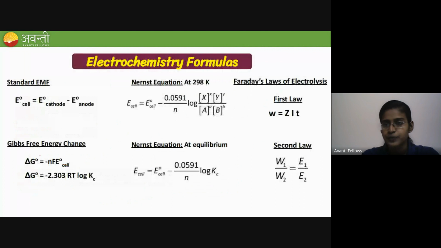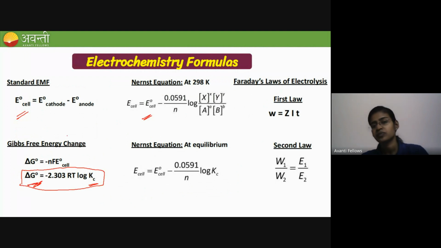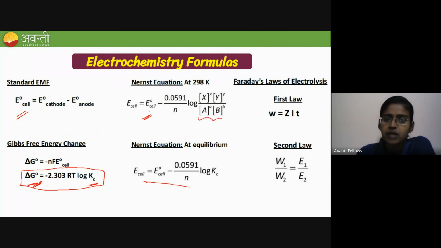Then the next is electrochemistry. In electrochemistry, we have to study the E0 cell, Nernst equation, and Gibbs free energy relation. This is very important, which relates the equilibrium constant and the Gibbs free energy. And at equilibrium, the Nernst equation will become like this. Okay. And at equilibrium, instead of this Kc, you have to write like this. That's it. And the Faraday's first law and second law.